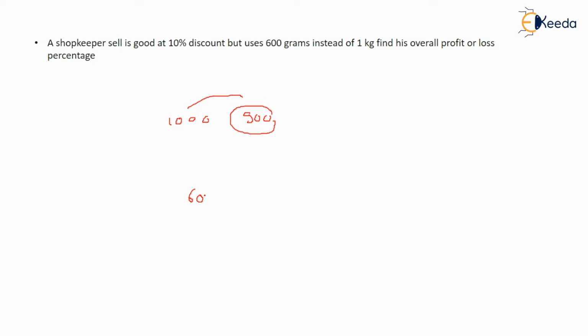So he is giving you 600 grams, which is 600 rupees that he invested from his pocket, but how much did he charge from you? He charged you 900 rupees. 300 rupees extra he charged from you, and how much he invested from his pocket? 600. This comes out to be 1 by 2, that is equivalent to 50%.